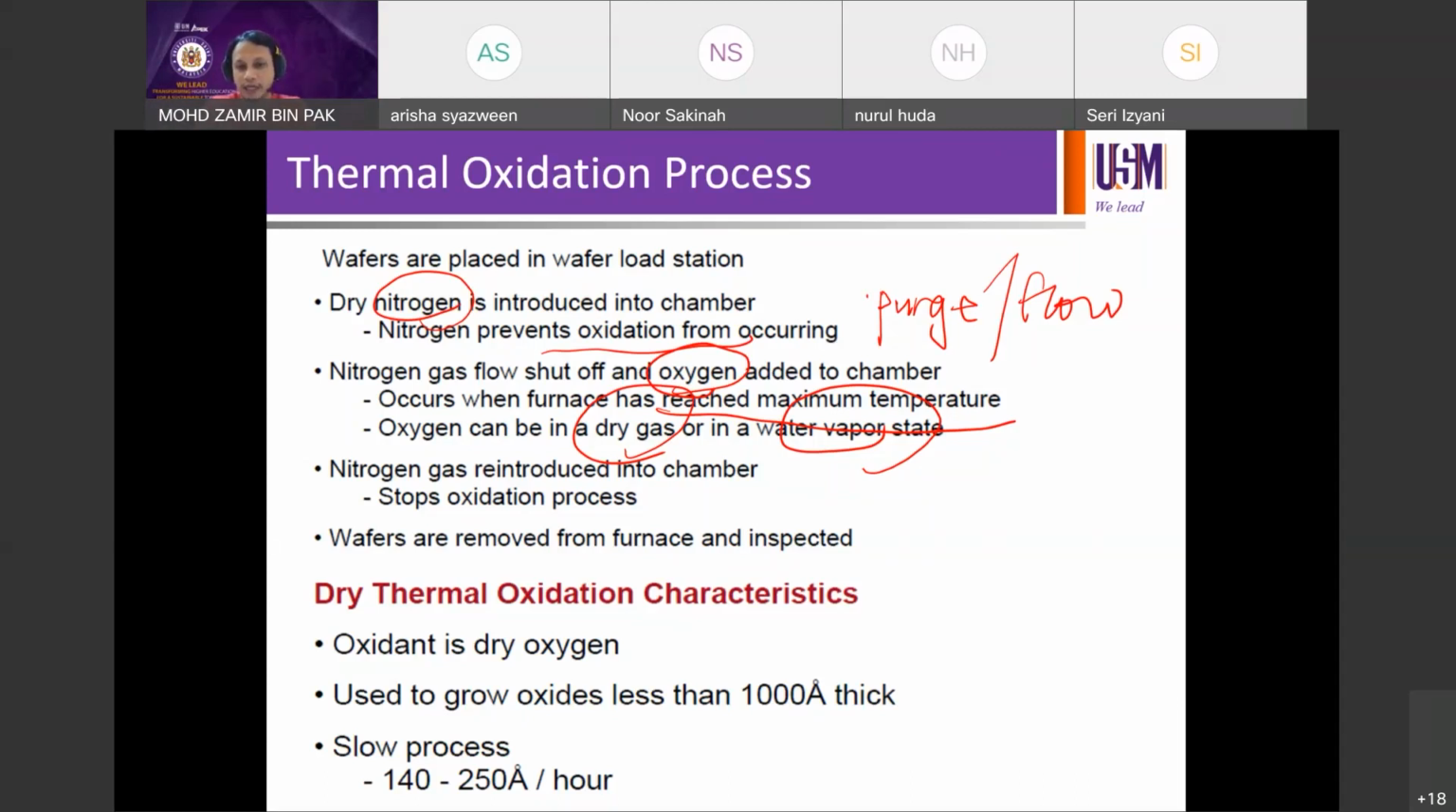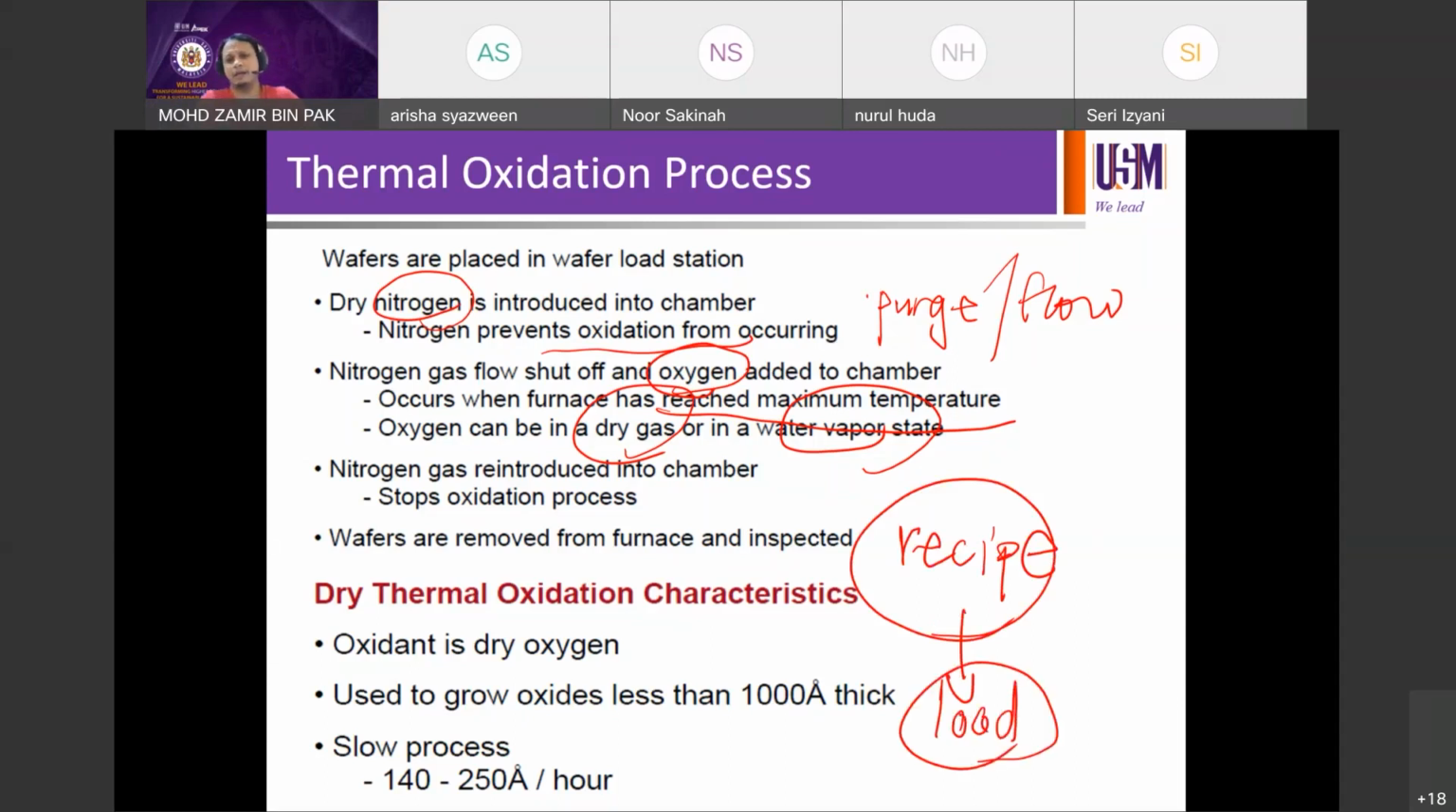So for every process that you are going to run, there's always a recipe that you have to load. Like a cooking recipe, exactly that. And this recipe is outlined in the specs. Remember the process specs and everything? So every process that you run on any equipment in the fab requires a recipe. Like a cooking recipe, exactly.